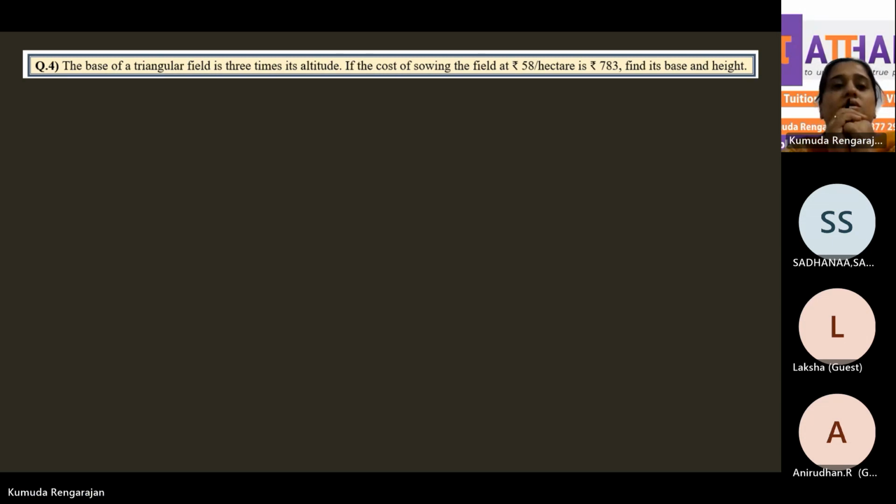So, it's about a triangular field, correct? We don't know the base, we don't know the height. But what is given? The base is 3 times the height. It's a triangular field. The base is not given, the height is not given, but it's given that the base is 3 times the altitude. That's all that is given to us.